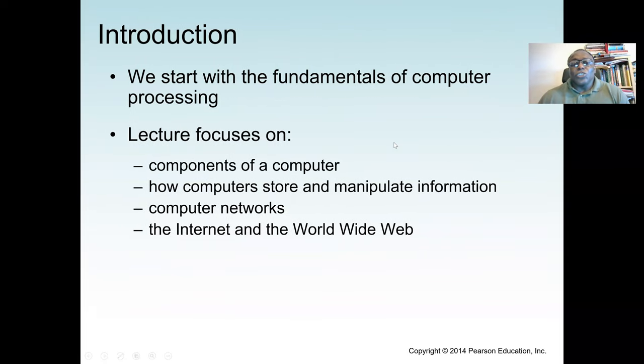So again, introduction. I'm going to start with the fundamental concepts of computer systems. For example, we're going to learn the components of a computer, such as the hardware, the software, the CPU, memory, etc.